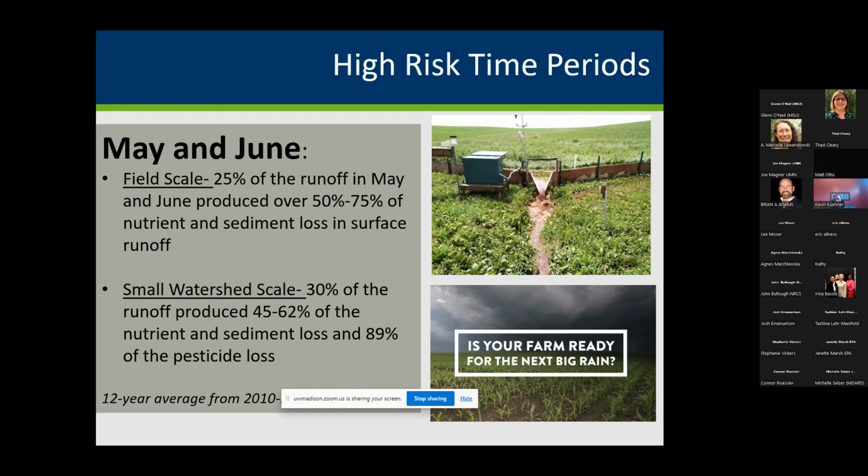So again, it highlights those 2 months as really critical, and a lot of that has to do with the timing of the rainfall events. We have more antecedent moisture, we tend to have more intense rainfall events, and the crops are not at canopy, so we are more vulnerable to runoff at that time.